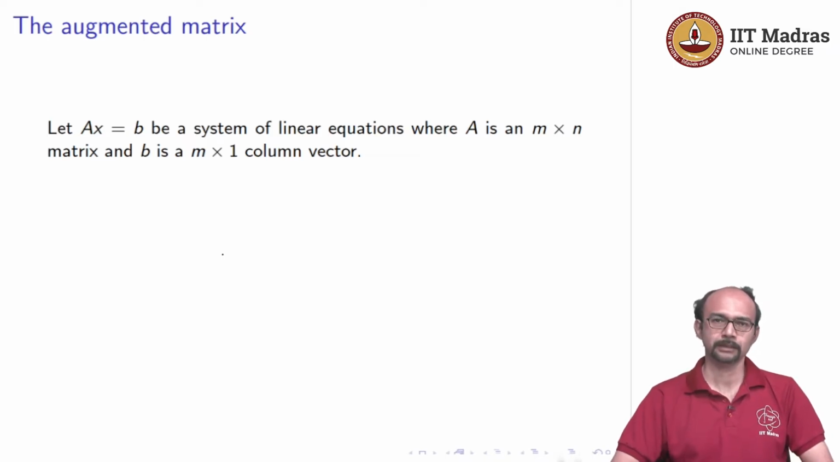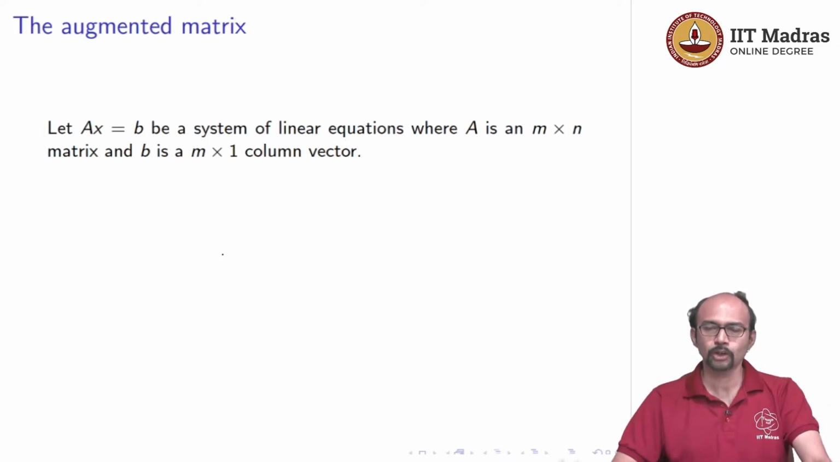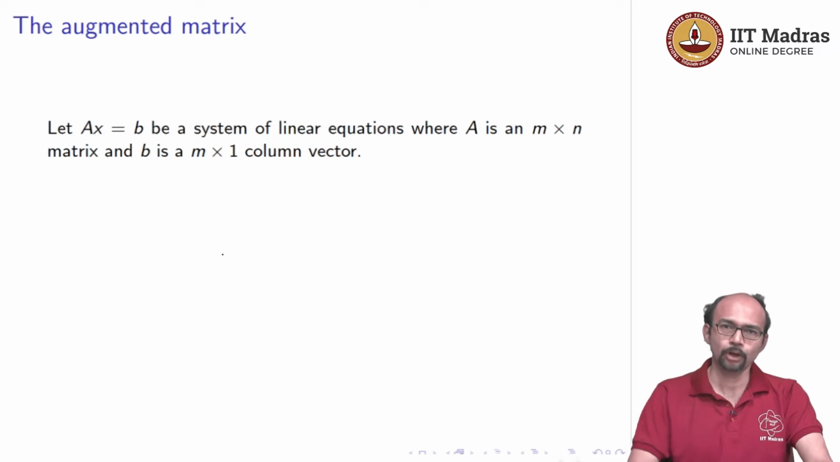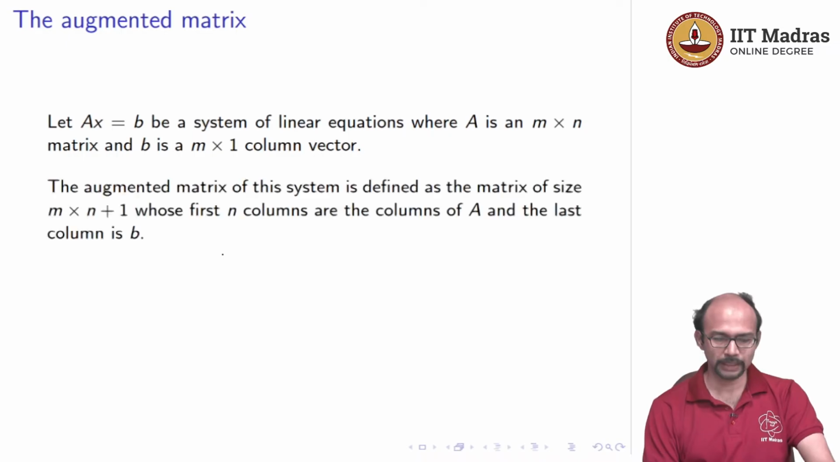Remember that the n columns correspond to the n variables and the m rows correspond to the m equations, and b is, as a result, the m by 1 column vector or column matrix of constants which appears to the right. So, in any such equation, we have these three matrices A, x and b. A is m by n, x is a column vector of size n by 1, and b is a column vector of size m by 1.